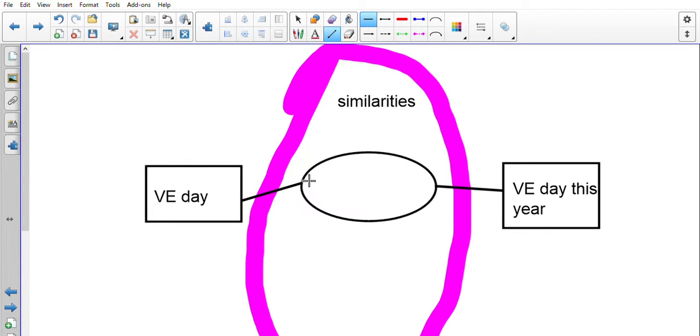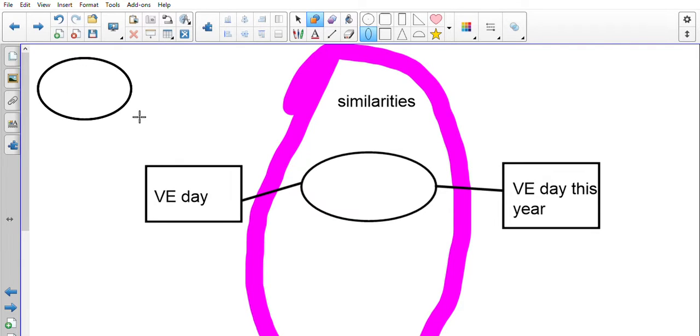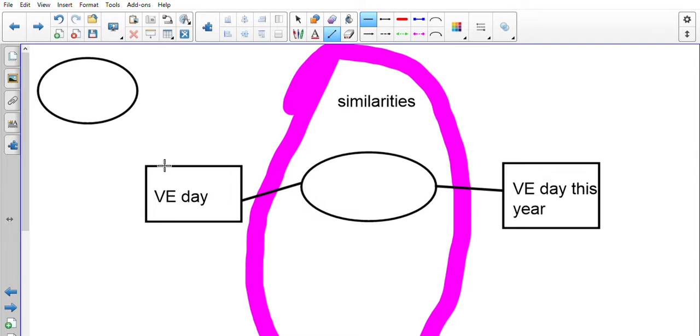Because I now have a link between both sides and my middle, it shows me that this middle box here is related to both VE Day and VE Day this year, or the first VE Day and a contemporary VE Day, however you want to label these up. If I was discussing something about VE Day that was only applicable for the original or in the early days, it would come over on this side because this only applies to this one here. Again, I'd use my ruler to draw and join these up.